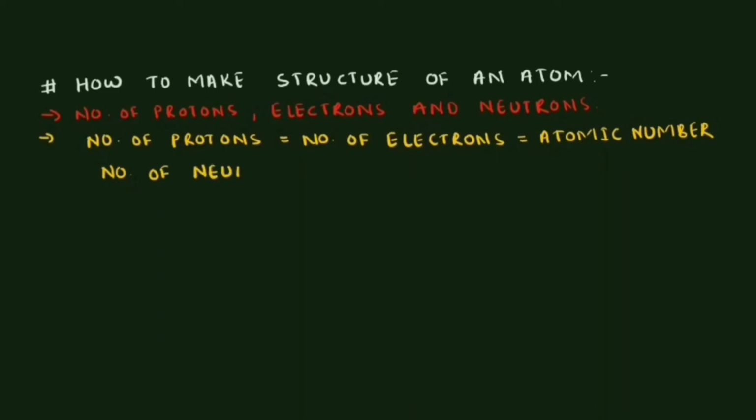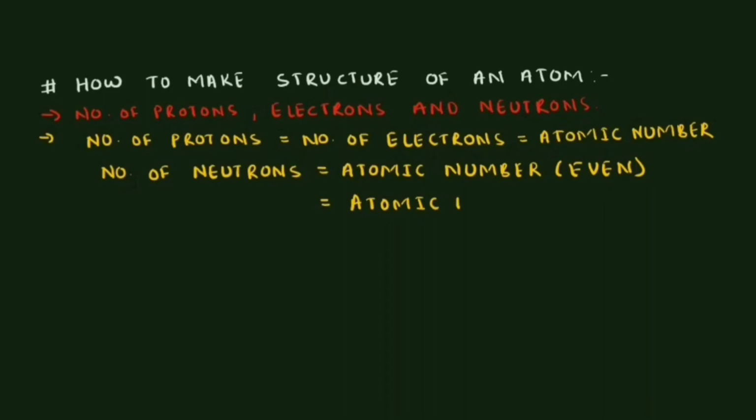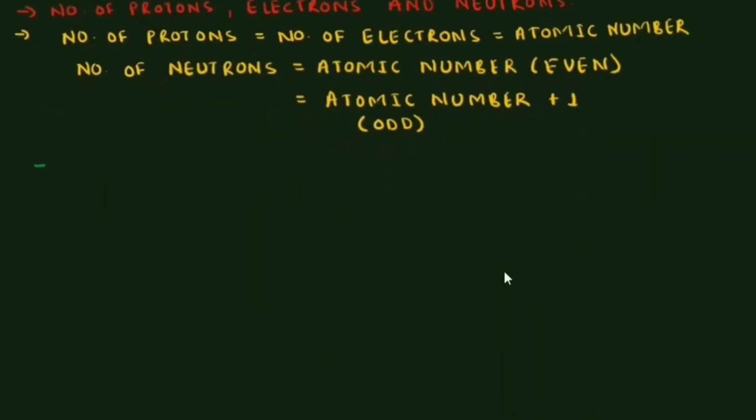And then the number of neutrons is also equal to the atomic number if the atomic number is an even number, and if the atomic number is an odd number, then we just add 1 to the atomic number to find the number of neutrons. There are obviously exceptions to this rule, but for now we are not going to look at those. At last, you need to know how many electrons you can put in each of the different shells around the atom.